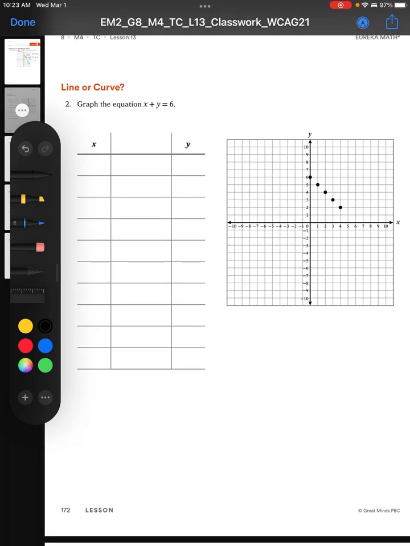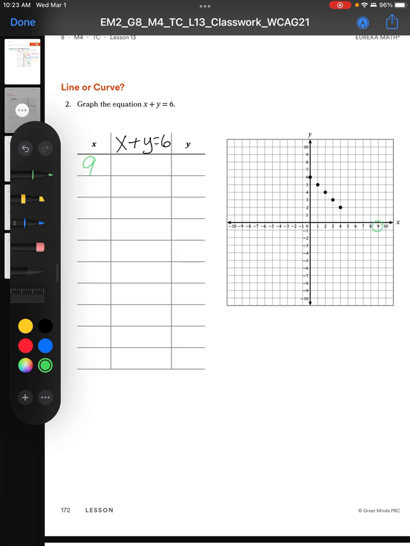On page 172, we're being asked to graph this equation. We already have several points here. We have the same equation, x plus y equals 6. But now we want to try some different points, some points that are not on the graph already. So you're just going to choose any point for x. So let's see, some things that are not on the graph. Maybe I'm going to choose 9.